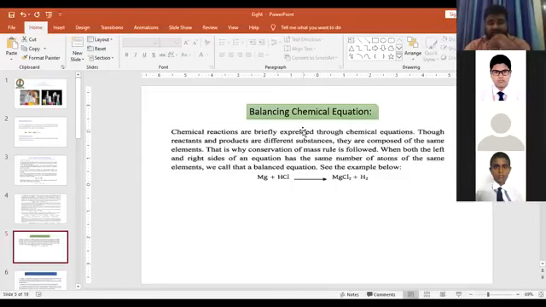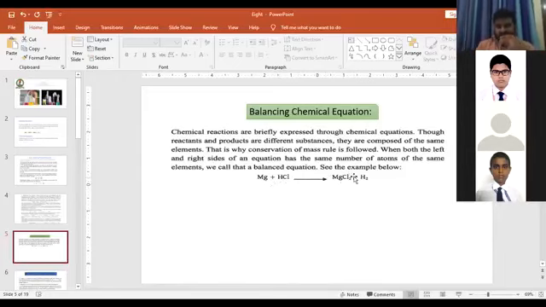In the reactant, carbon and oxygen, and the product also carbon and oxygen, but in a different state, a different substance, but the atoms of the different elements are the same. That is why the conservation of mass rule is followed. You know, when both the left and right sides of an equation have the same number of atoms of the same elements, we call that a balanced equation. See the example. This is a balanced equation because the total number of atoms is the same.